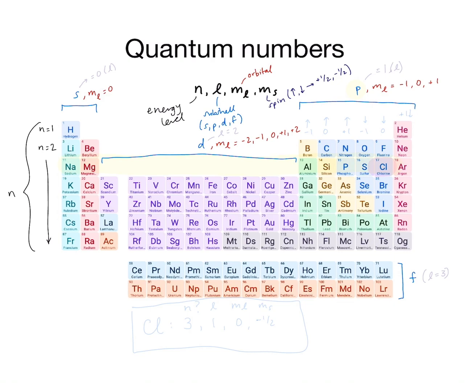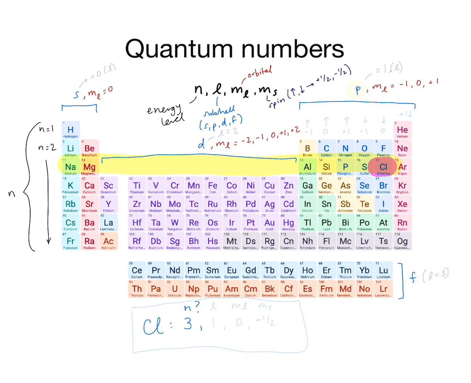What are the quantum numbers for chlorine? So let's write this at the bottom. For chlorine, what is our n? We can highlight on the periodic table that it is in period 3. And so our n is 3.